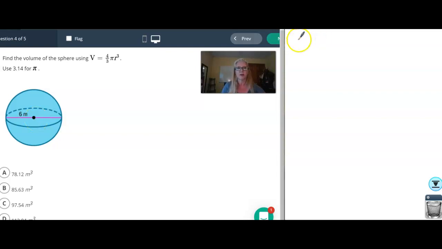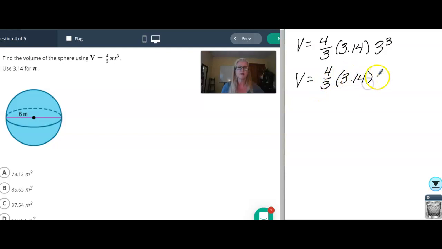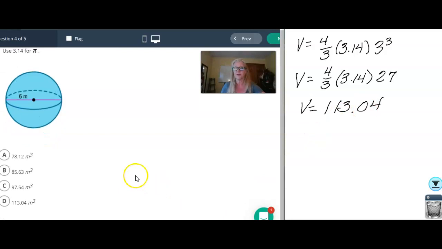So in our volume formula, and we're going back to using 3.14 for pi, we will have 4/3, 3.14 for pi, and then the radius is 3 to the 3rd power. Now I know 3 to the 3rd power is 27. So in your calculator, you would do 4/3 times 3.14 times 27 equals. I've got this one worked out in advance. It is 113.04. And it is one of the answers over here. It's down off the bottom.